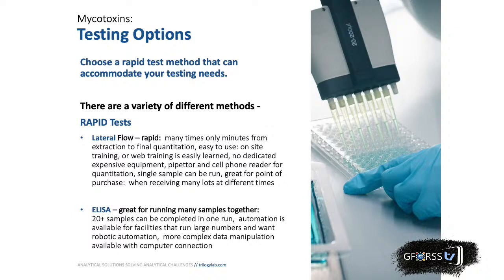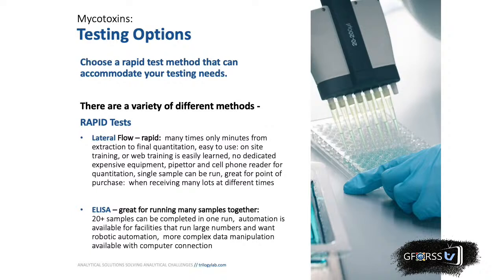These methods are nice because you can run a single sample. There's no need to use unnecessary sample wells if you're only running one sample. The calibration curve is already programmed into the reader or the phone. These tests are great for the point of purchase places when they receive many lots of materials at different times. The next type of rapid test also has a lot of benefits in a little bit different situation.